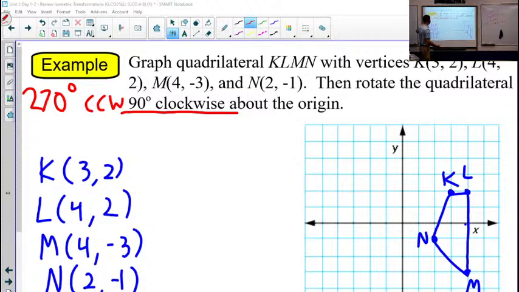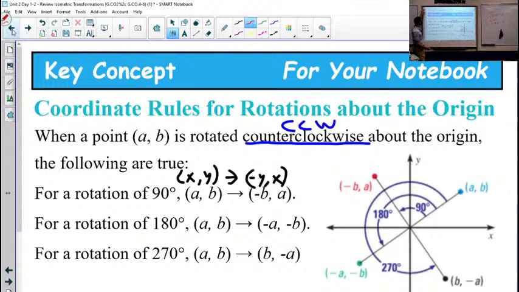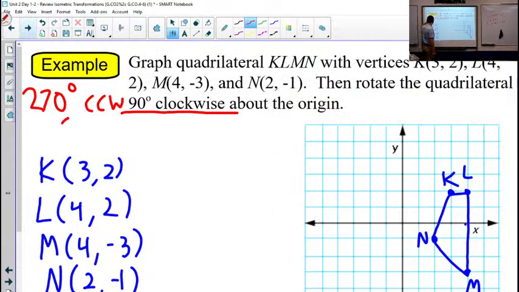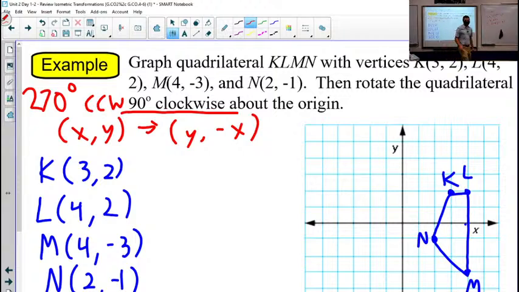Now we can make a coordinate rule, because 270 counterclockwise, we have the coordinate rule for. 270 counterclockwise, (a, b) moves to (b, negative a). So that's going to be (x, y) moves to (y, negative x). So this time it's a slightly different coordinate rule, but it's the same idea. We're still going to switch x and y, but this time the second coordinate is going to get its sign changed. The new y coordinate is going to get its sign changed.